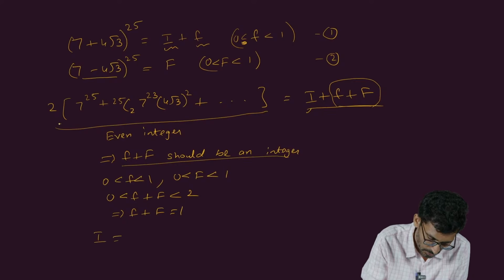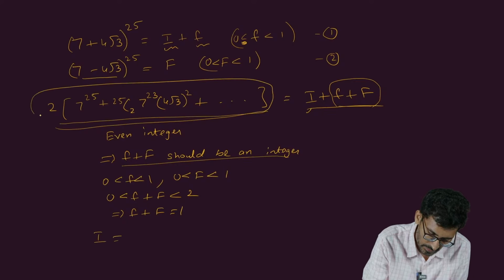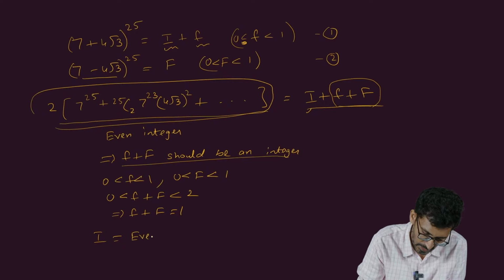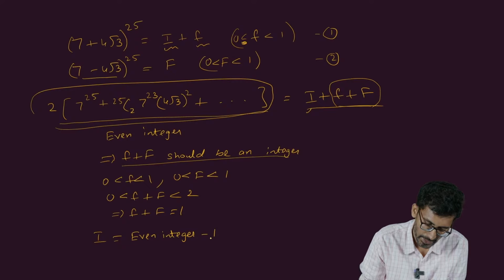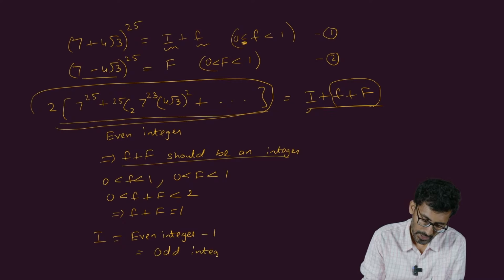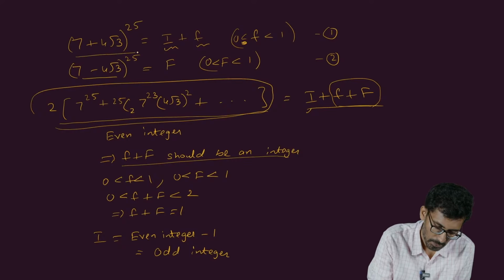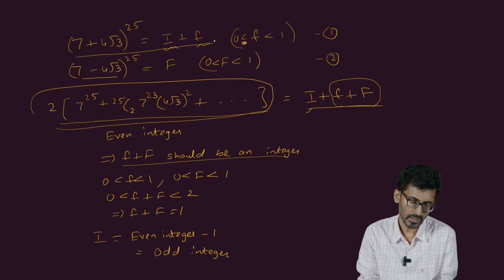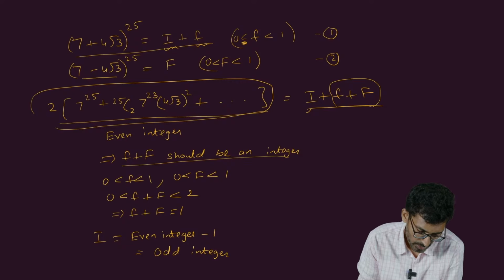I is equal to, on the left hand side we have an even integer. Even integer, F plus F' is 1. Even integer minus 1, so it is an odd integer. So the integral part of (7 plus 4 root 3) whole power 25, the integral part is an odd integer.